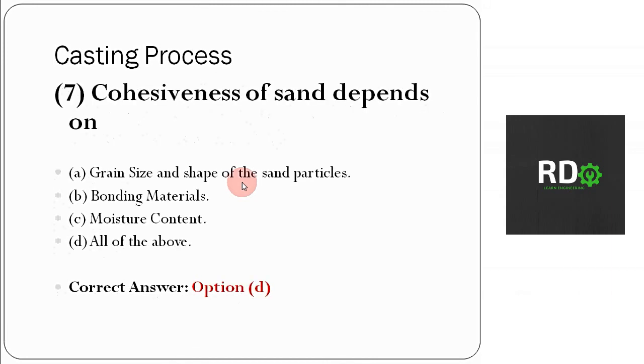Next, the cohesiveness of sand depends on grain size and shape of the particles, bonding materials, moisture content, and all of the above. The cohesiveness, that is the adhesiveness and cohesiveness, is one of the characteristics of the moulding sand. If you change the grain size, the moisture content, that is the addition of water, and the bonding material, that is silica, all will affect the cohesiveness of the sand. So the right option is all three, that is all of the above. The correct option is option D.